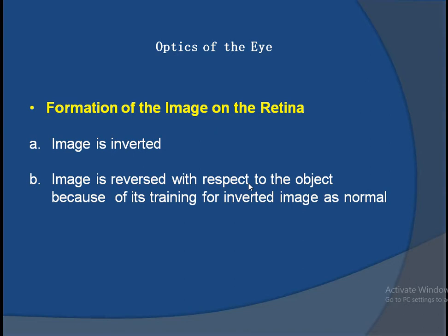Formation of the image on the retina. Here I am going to give you just an introduction about this thing. Otherwise, we will discuss this image formation in much more detail later on. But here you must be familiar with how the image is formed. The image is inverted, and reversed with respect to the object, because our brain is trained to treat the inverted image as normal.